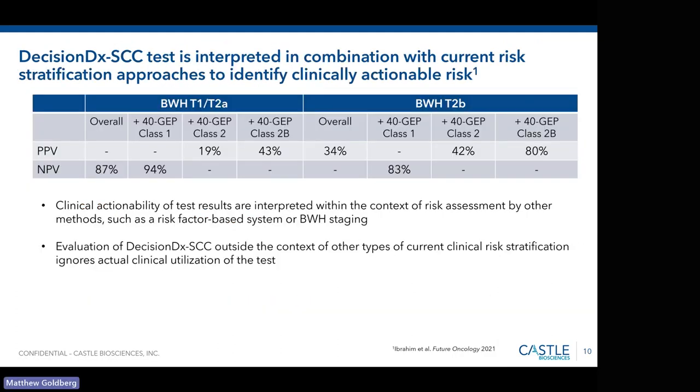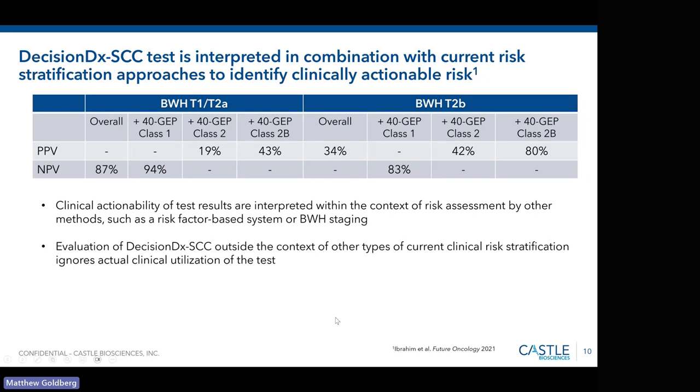To unpack further how the test adds information to current risk stratification approaches, this table provides accuracy metrics from the Ibrahim et al. study when DecisionDx-SCC is used in the context of Brigham and Women's staging. Here, the test significantly improves the accuracy and addresses current limitations of staging. For example, all low-stage patients are not truly low-risk. The lowest class 1 patients here in the Brigham and Women's T1 and T2A group on the left have an improved negative predictive value, and all patients classified as class 2A or class 2B in this T1 and T2A subset are missed by staging.